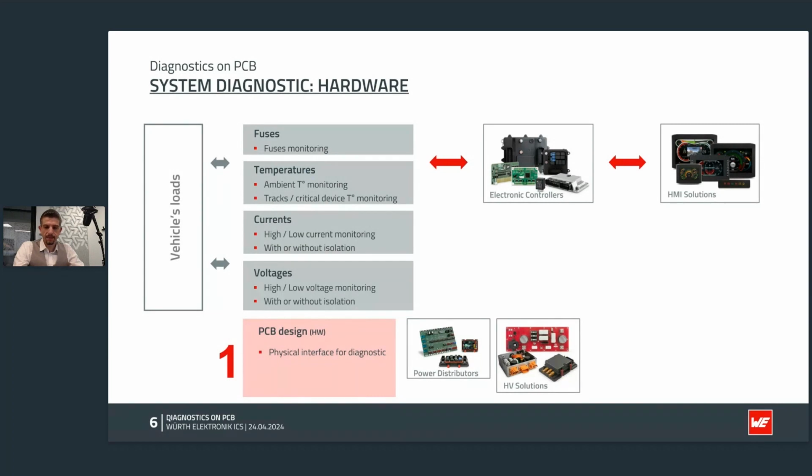hot. Then current is the next parameter we want to be aware of. There is only so much current available in your vehicle that the generator can create and the wiring harness can transfer. So many things can be done with the current monitoring, especially in preventive maintenance. But for us, this is mainly the status of the current flow, which will define the main characteristic.